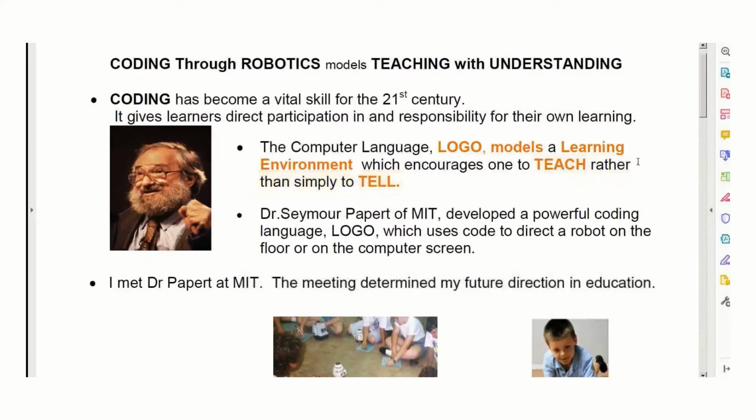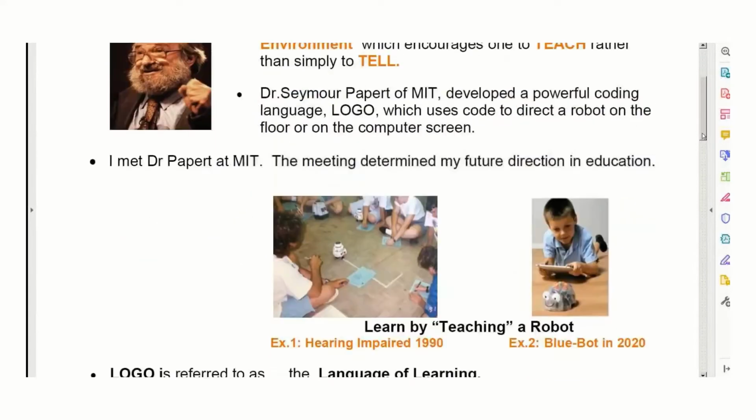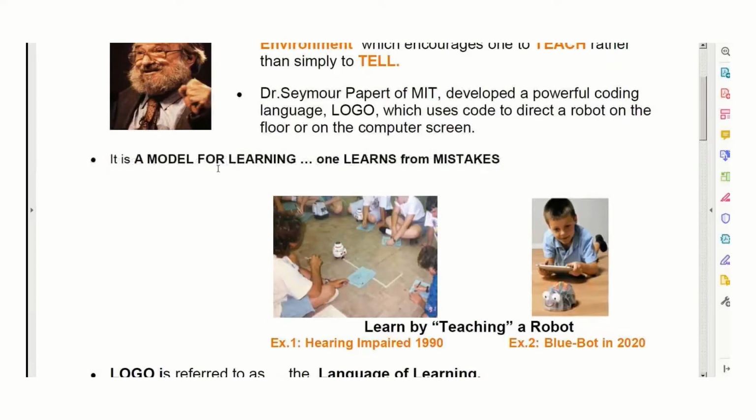Logo is an intuitive, simple, yet powerful visual coding language designed especially for young learners. Dr. Seymour Papert of MIT developed this powerful coding language, which uses code to direct a robot on the floor or on the computer screen. I met Dr. Papert at MIT. The meeting determined my future direction in education. Logo is a model for learning. One learns from mistakes.